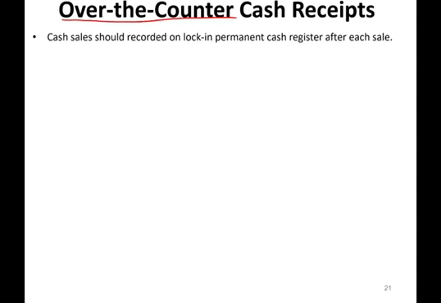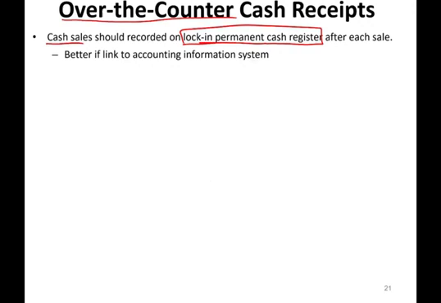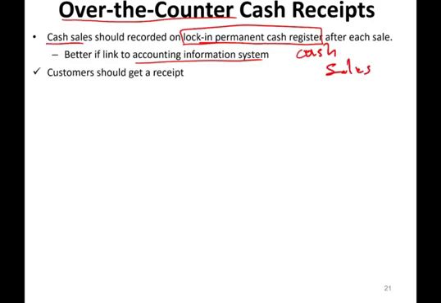Well, the first thing is cash sales should be recorded on a locked-in permanent cash register. Simply put, once you record that sale, the person that recorded it cannot change it. After each sale, that should be the case. You make the sale, it's recorded permanently in the record. Now, it's better if that record is linked to the accounting information system. So if your record is computerized, and most places are, it's linked to the accounting information system, and the cash record is updated immediately as well as the sale. So simply put, once you make a sale for cash, the system debits cash and credits sales. Immediately that will happen. Also, the customer should get a receipt.